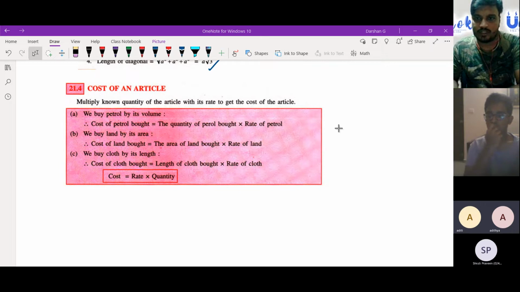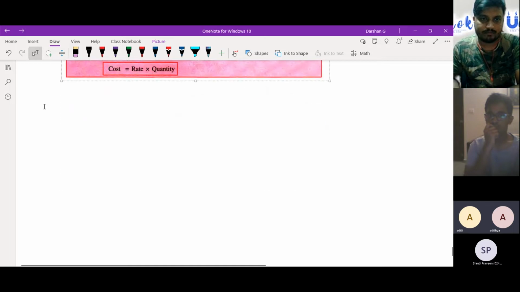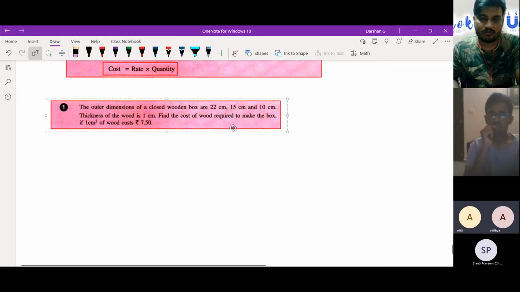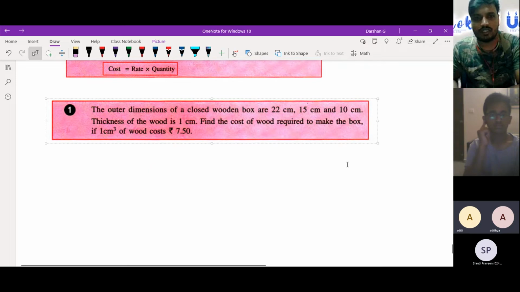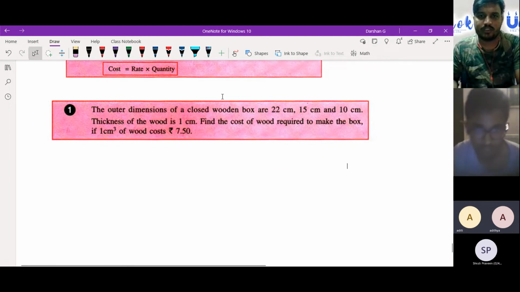Let's see who can get this question right in minimum time. Accuracy is important initially, then you can speed up. Yeah, Aditya, Aditi, Shruti, Manome, come on, start doing this question.